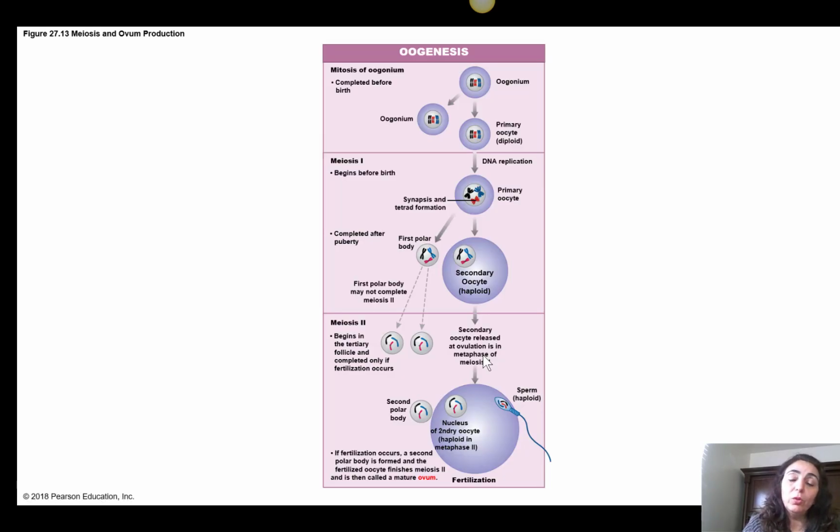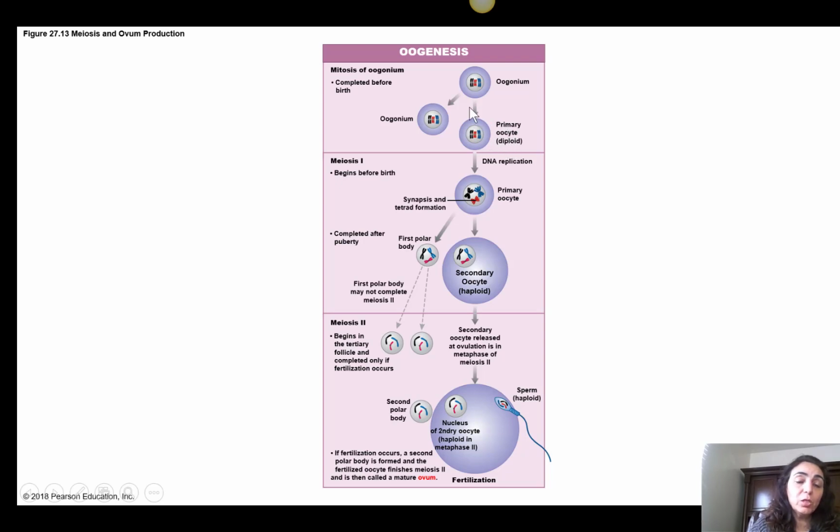Now let's talk about the ones in this picture that make much more sense and you can remember them better. So here you have oogonium that, as you remember, are going through mitosis, right? When they go through mitosis, some of them stay there as stem cells, and some of them are getting prepared to make the oocytes. The ones that are getting ready to make the oocytes, the first one is called the primary oocyte.